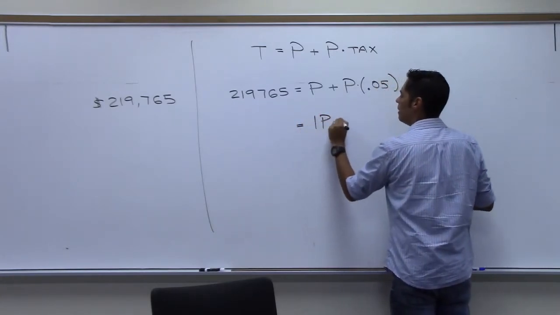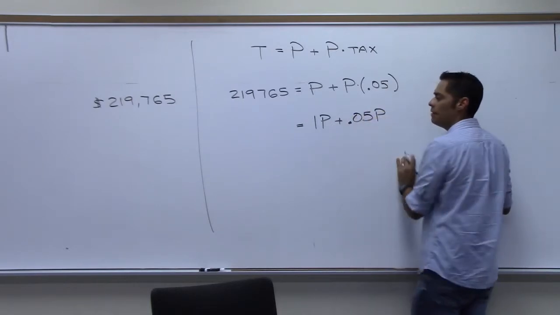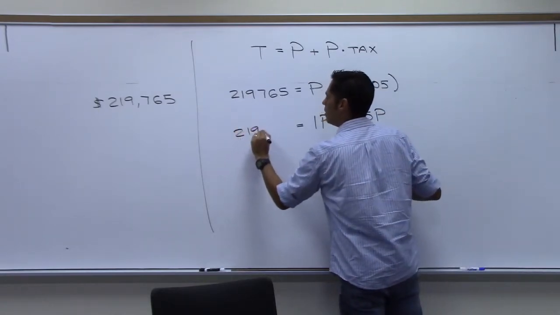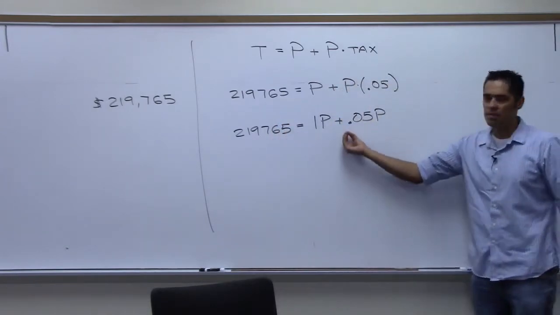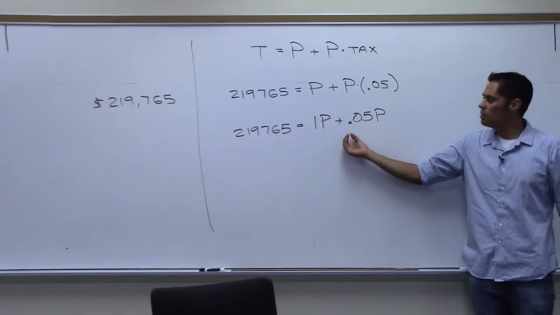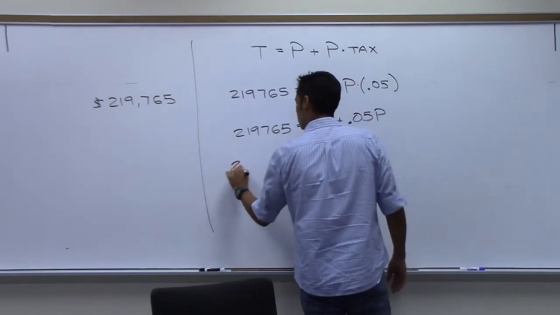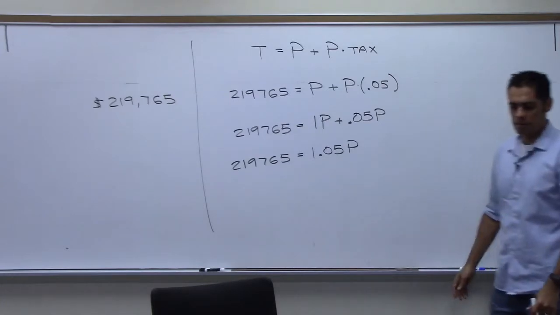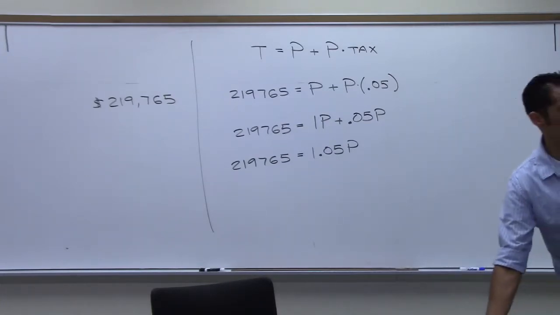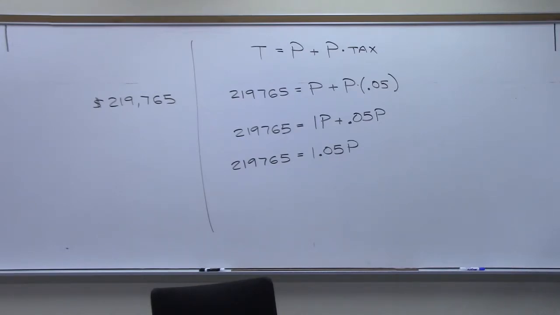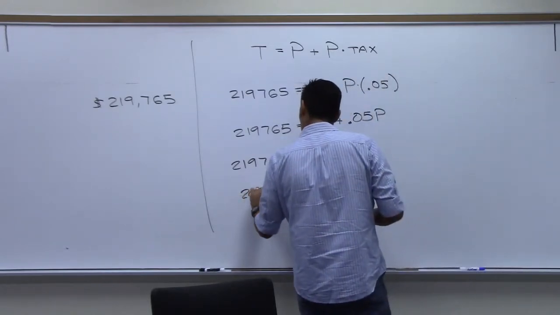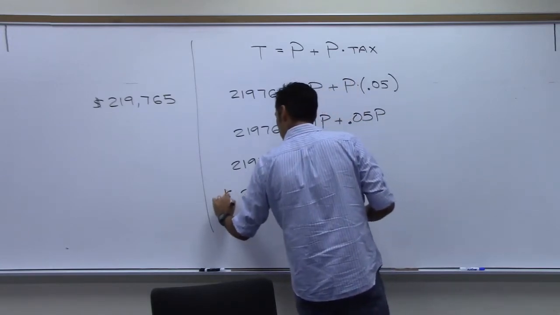So I think I'll write it a different way. This is really like 1P plus 0.05P, right? That's the same thing. Writing the number in front of the variable instead of after. And then this side is 219,765. And then combine these together. So you just add them up, right? So what's 1P plus 0.05P? 1.05P. And final step, divide both sides by 1.05. So I'll do that on my calculator. 219,765, divide that by 1.05, and I'm getting $209,300 is P.